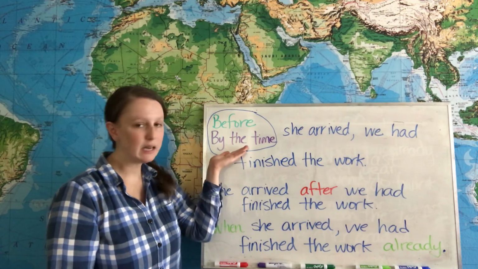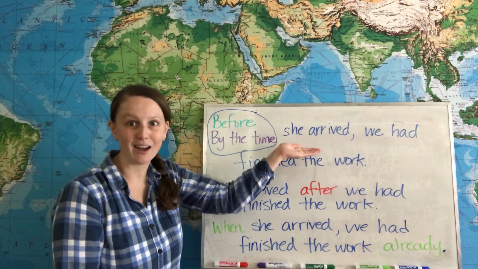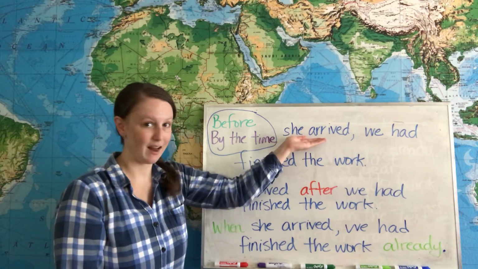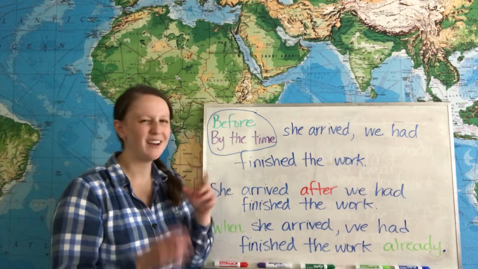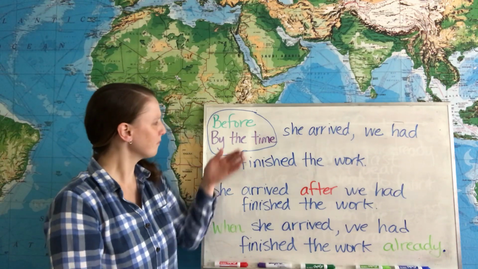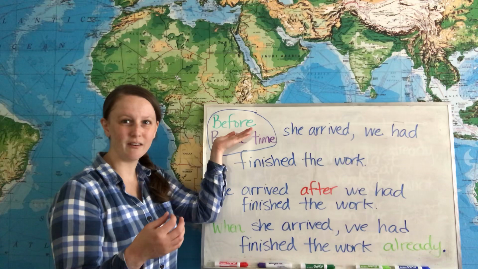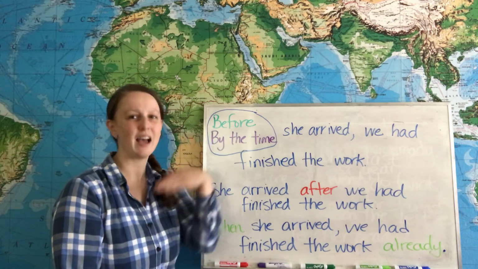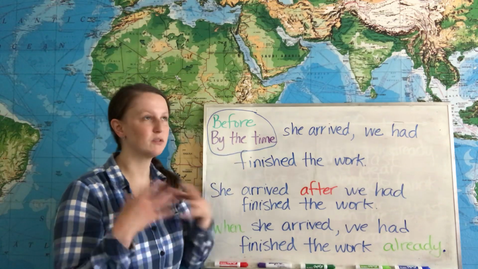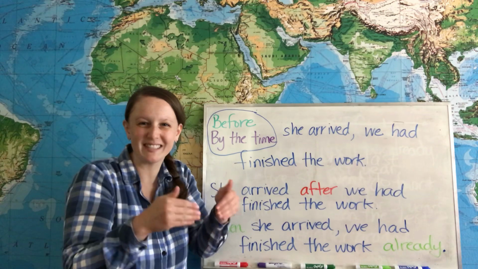Now, the meaning for these two is almost the same. We use it together with the second action to show that this action happened before that action. But they do have a small difference in the feeling they give. Before tends to really focus on a sequence of events, like this happened and then this happened. Whereas by the time gives more of a feeling of a time limit. Something has to happen before this time limit.